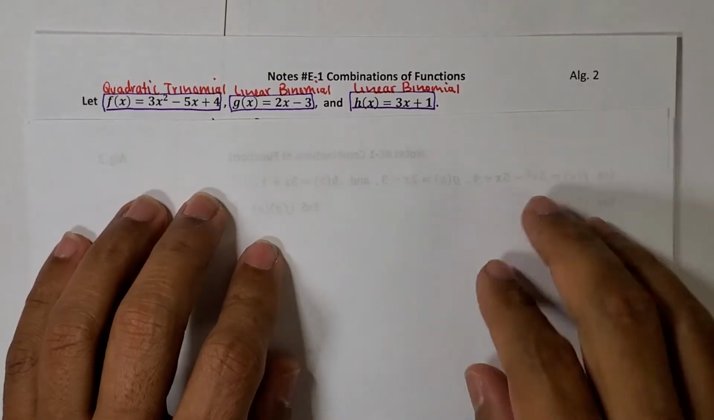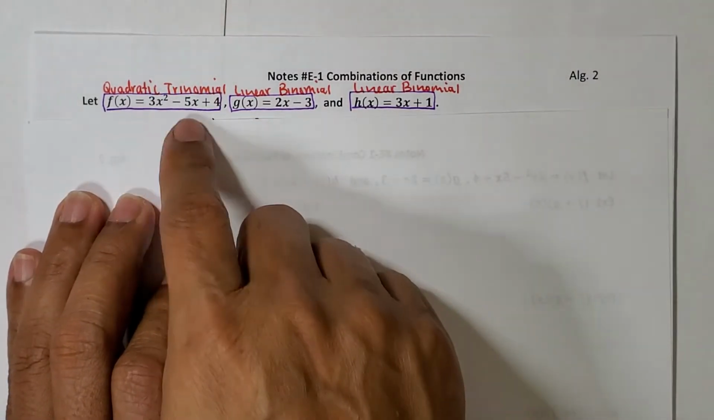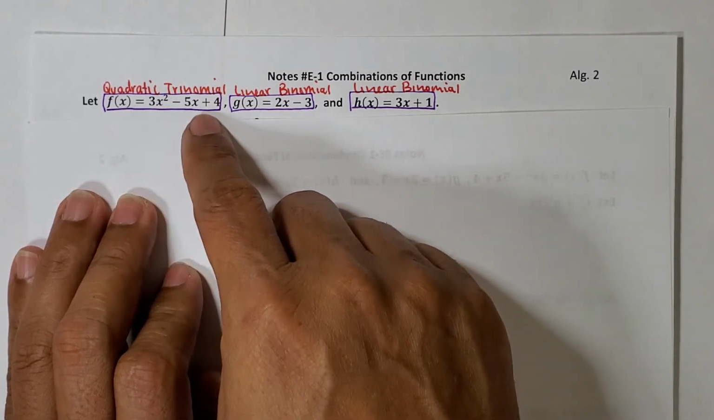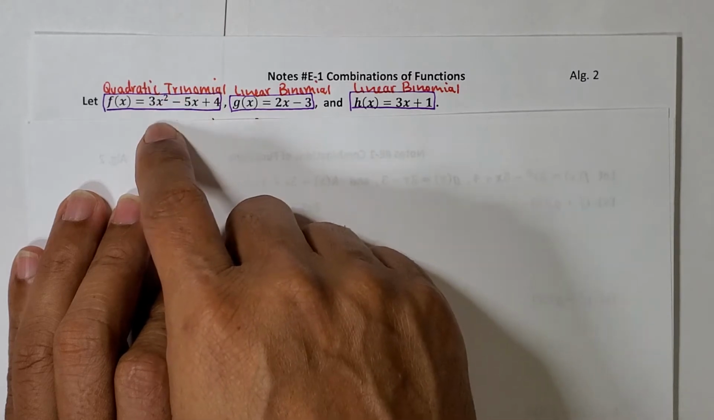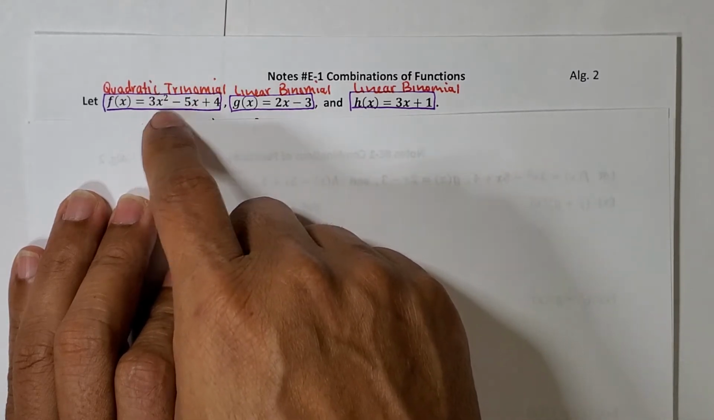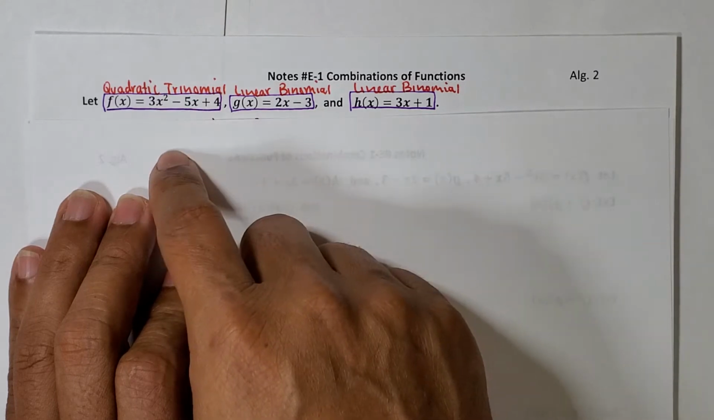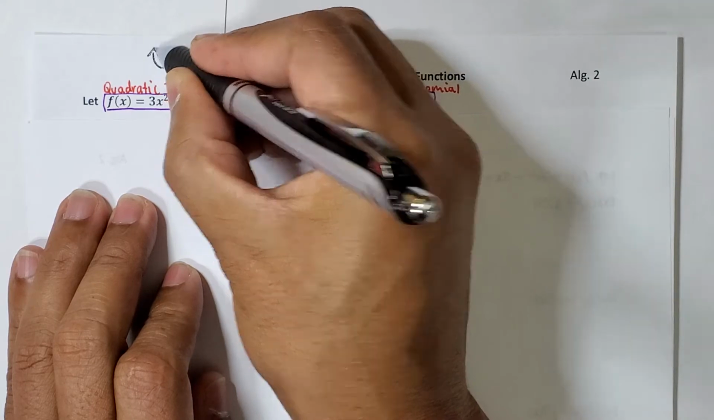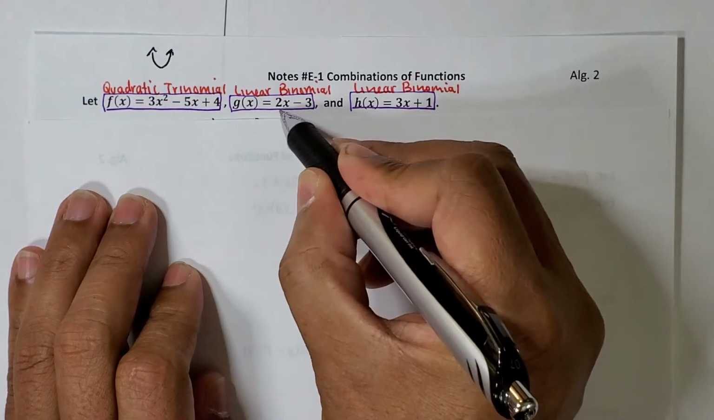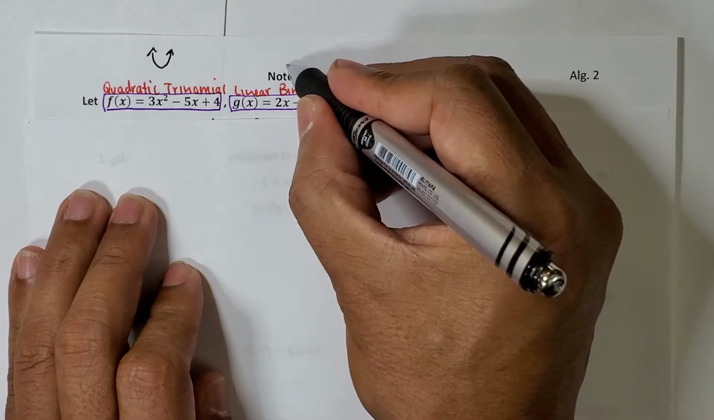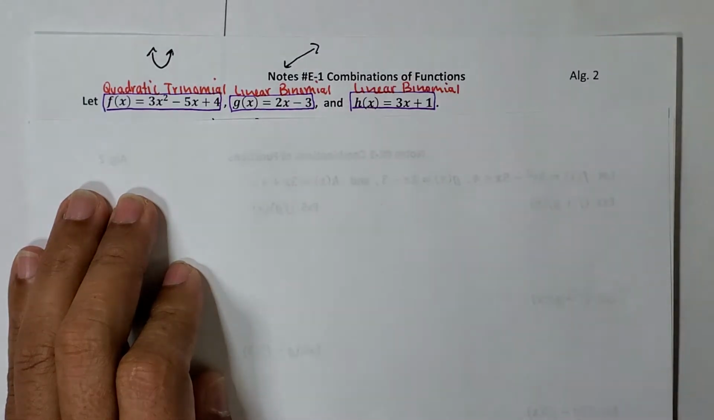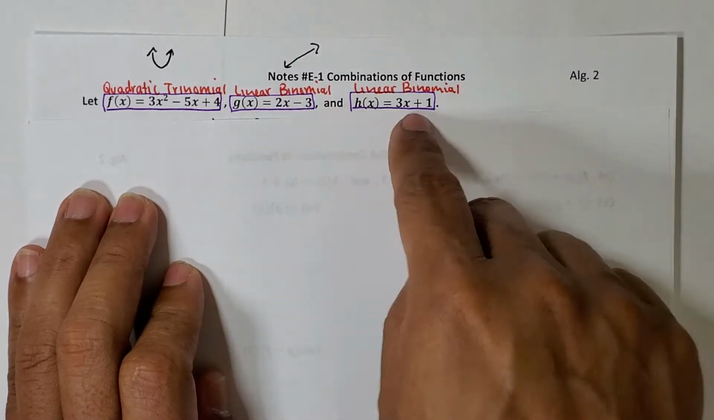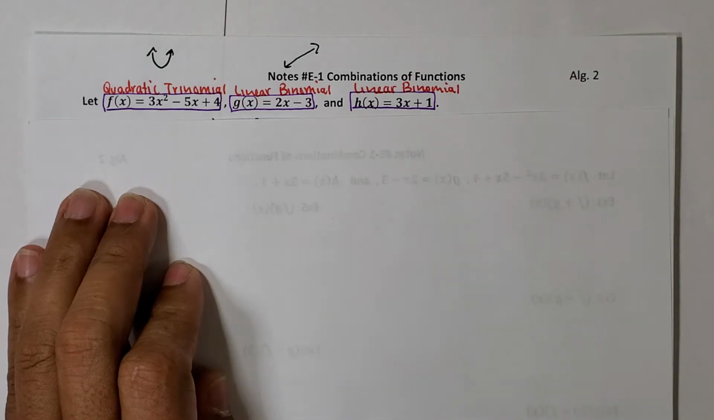Before we go into the examples today, a quick review about quadratic trinomials and linear binomials. This is called a quadratic because of the x to the second power, and the shape of the graph of this function is a parabola. This one here is linear because it's the first power, so the shape of this one is a line if you were to graph it. Trinomial because you see three terms. Binomial because you only see two terms. Let's continue.